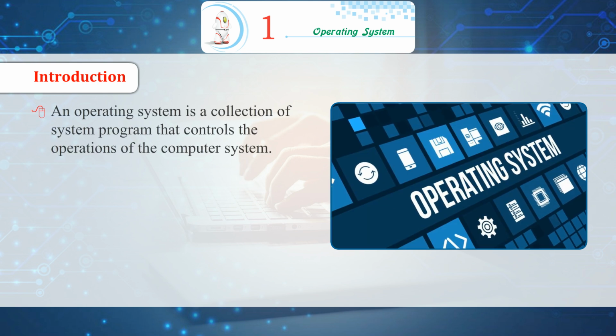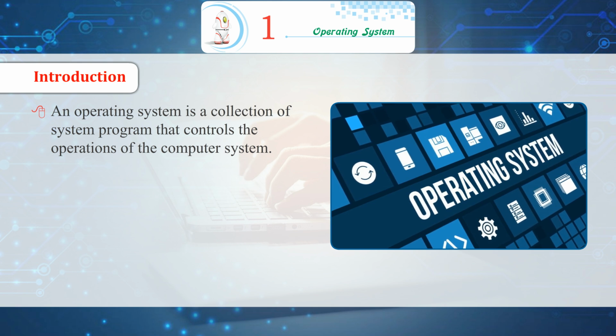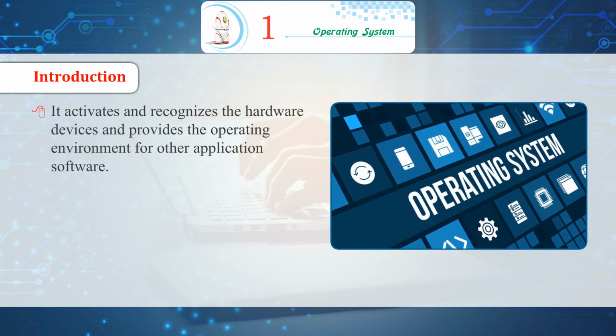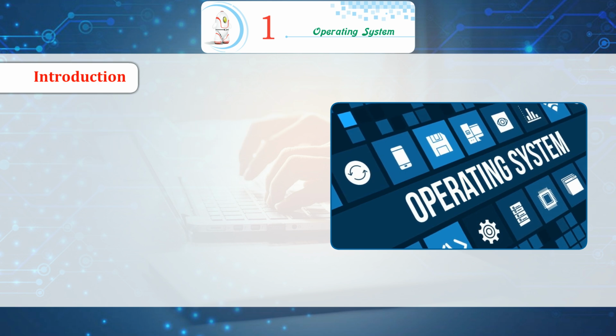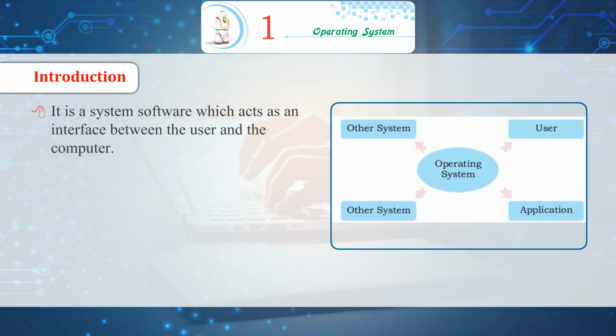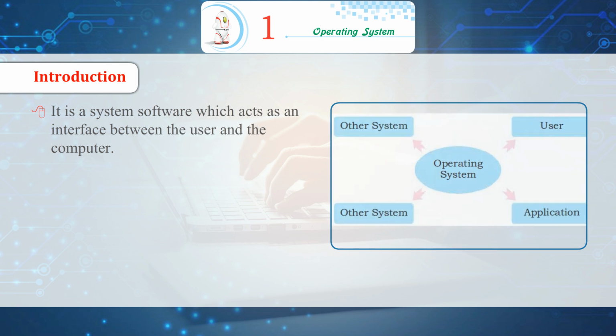An operating system is a collection of system programs that controls the operations of the computer system. It activates and recognizes the hardware devices and provides the operating environment for other application software. It is a system software which acts as an interface between the user and the computer.